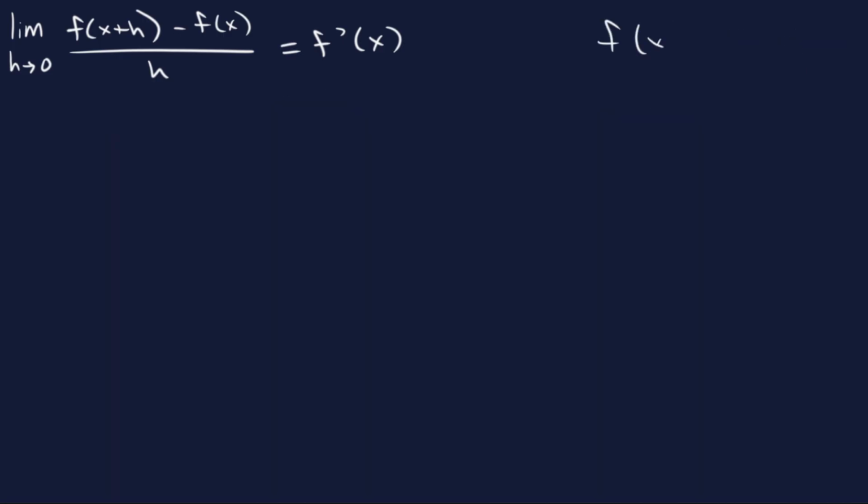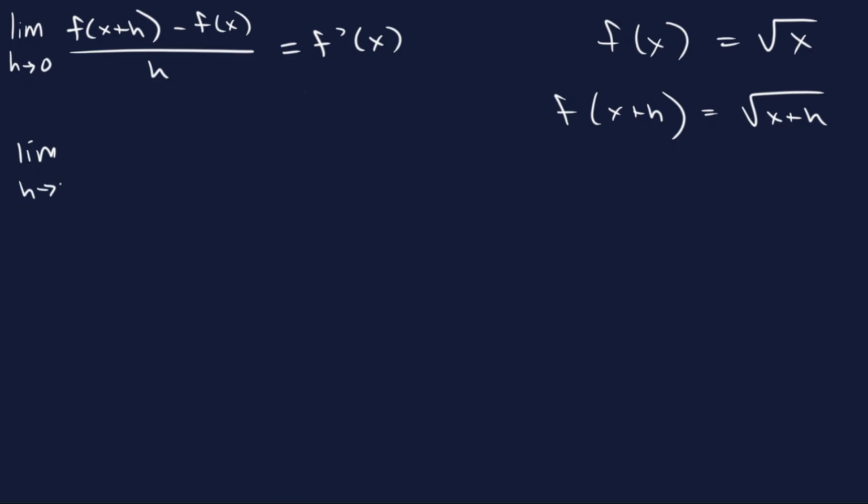So let's set f of x equal to the square root of x, and let's try to get f prime of x using the limit definition. So what we are going to do, for the same exact reason, we are going to get f of x plus h, which would be equal to the square root of x plus h. So what we have then is the limit as h approaches 0 of the square root of x plus h minus the square root of x over h.